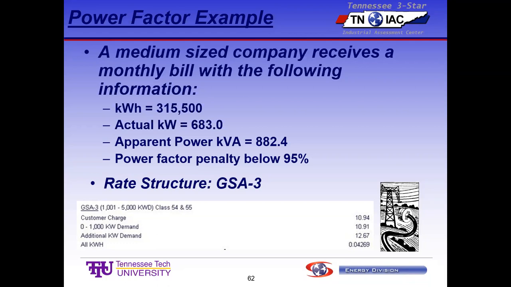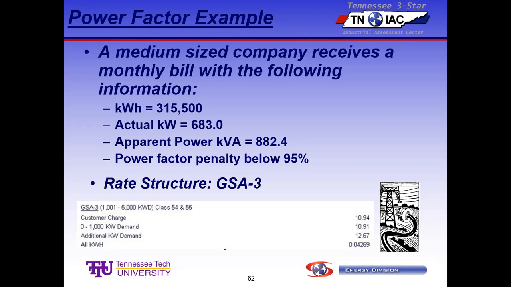But so the 683 is the actual real kW power peak for the month. The meter also recorded apparent power at 882.4. And of course, we know power factor is just the ratio of those two on the power triangle, the actual divided by the apparent. And the threshold for penalty is 95%. So if this power factor is below 95%, then they're going to pay extra money to the utility. And I guarantee you it is, because I made this up.